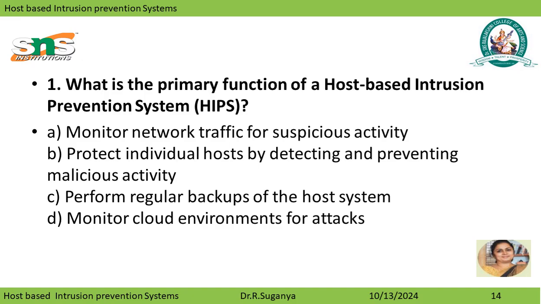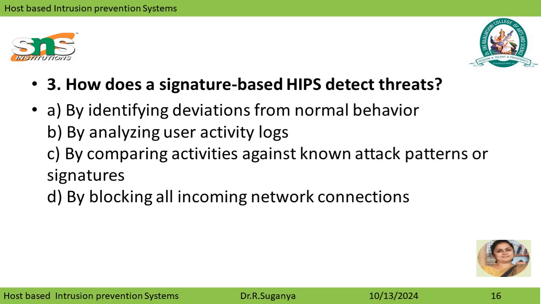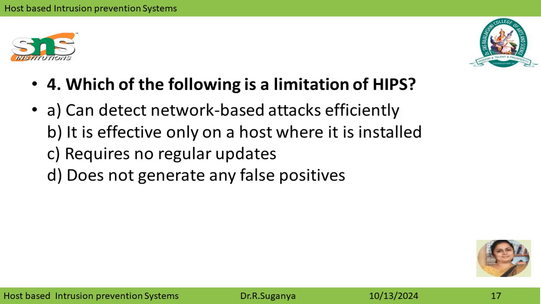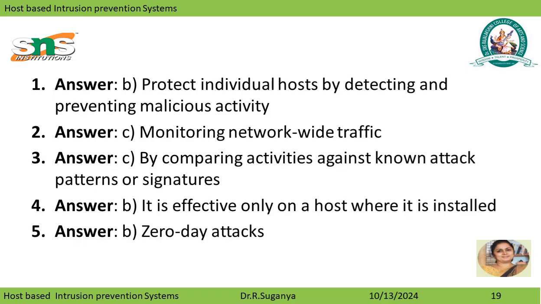So there are some MCQs. What is the primary function of a host-based intrusion prevention system? Which of the following is not a feature of HIPS? How does a signature-based HIPS detect threats? Which of the following is a limitation of HIPS? Which type of attack is best detected by anomaly-based HIPS? The answers are given, and this will be like your test your brain.